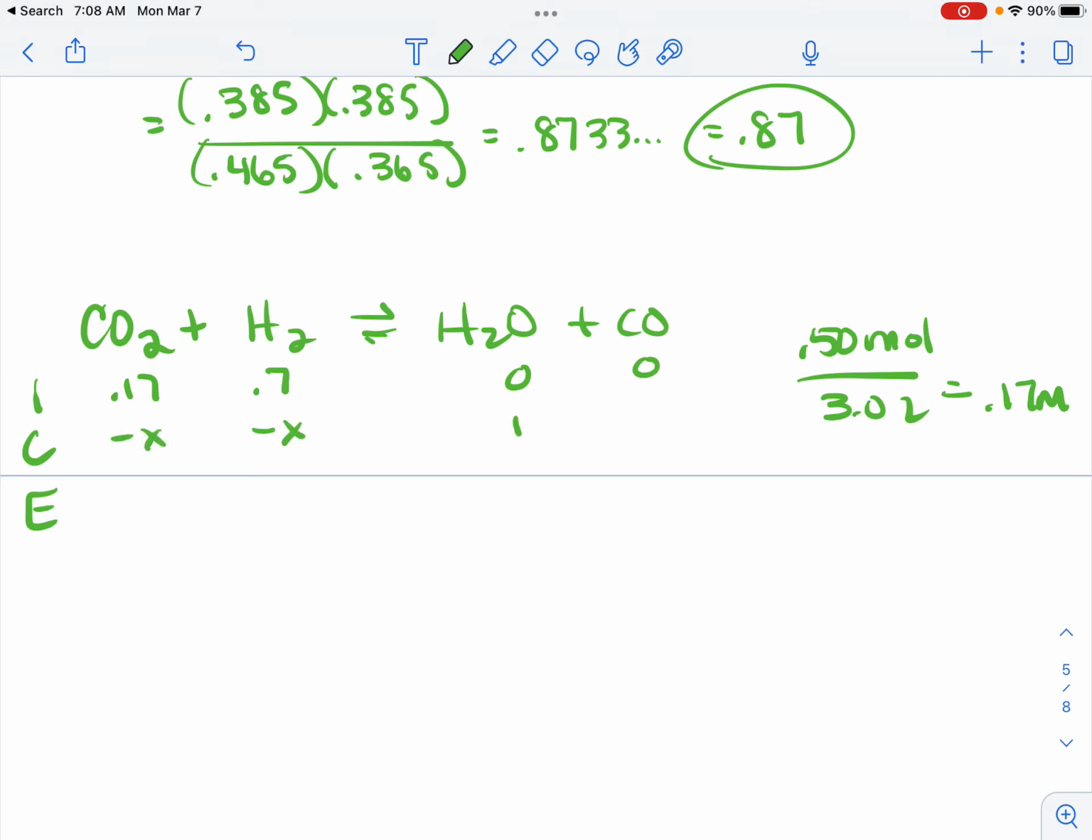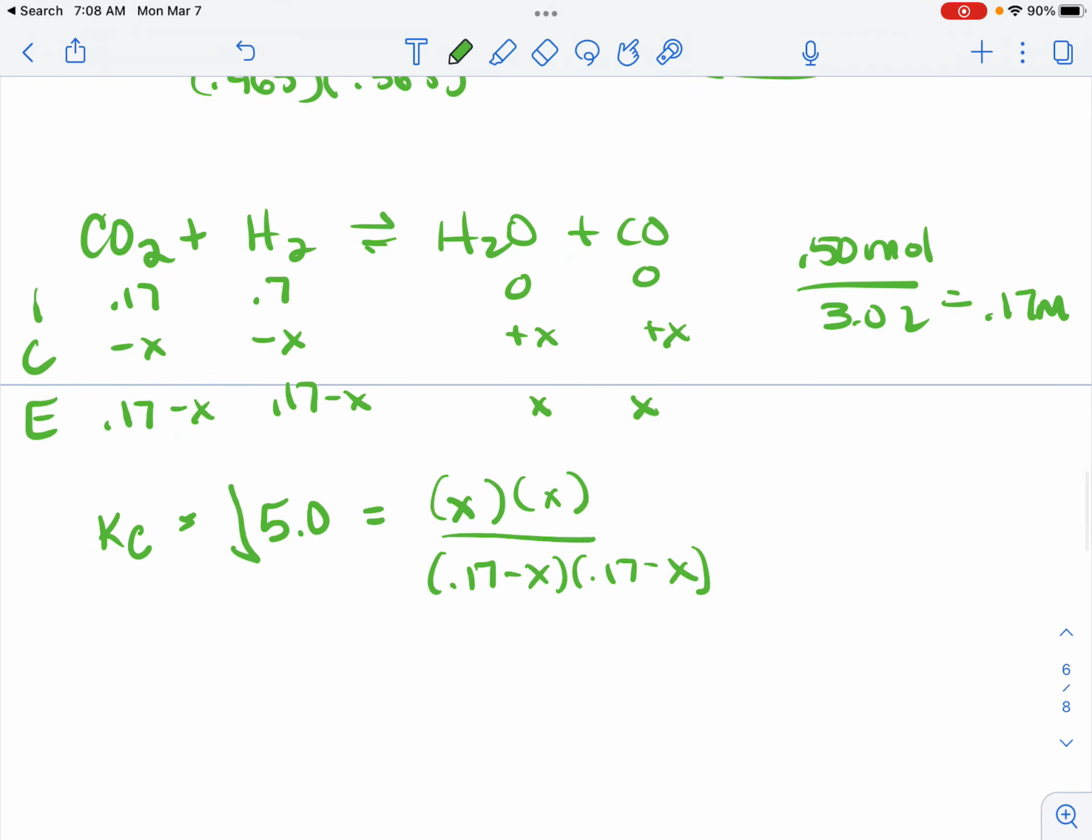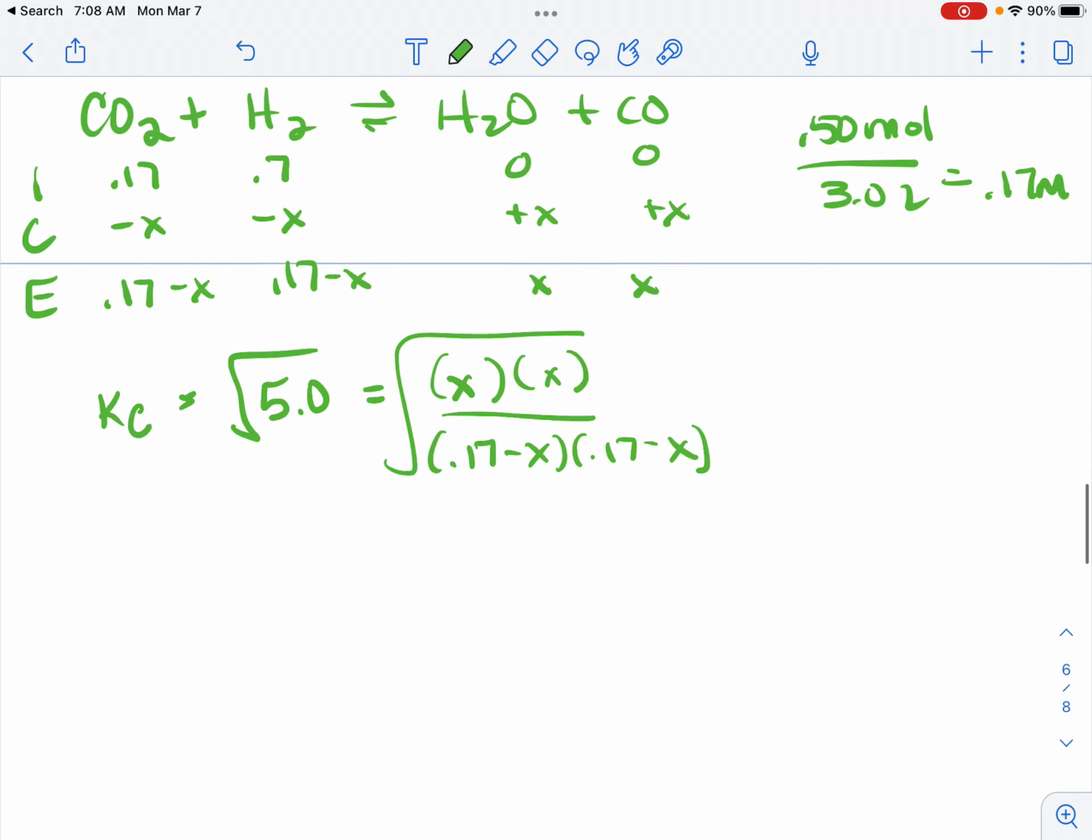These will both be minus x. These will both be plus x. So this is 0.17 minus x, 0.17 minus x, x, and x. And I'm going to use my original KC, which was 5.0, equals x times x, my 2 products, over my 2 reactants, 0.17 minus x and 0.17 minus x. And I notice that this is a perfect square, so I'm going to take the square root of both sides, and I get 2.236 equals x over 0.17 minus x.